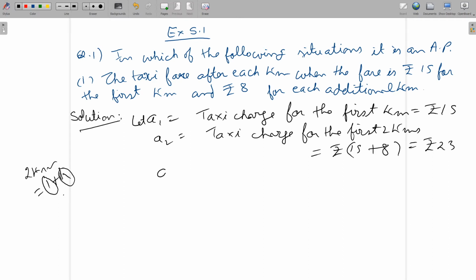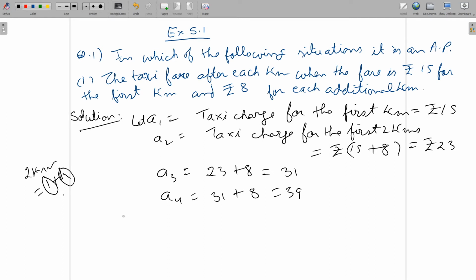Similarly, A3 will be there. A3 can be written as the taxi charge for the first 2 kilometers plus 1 kilometer. So A3 equals 23 plus 8, that is 31. And similarly A4 will be 31 plus 8 equal to 39. So here we can see that the same quantity is being added after the first kilometer. Therefore this will be an AP.